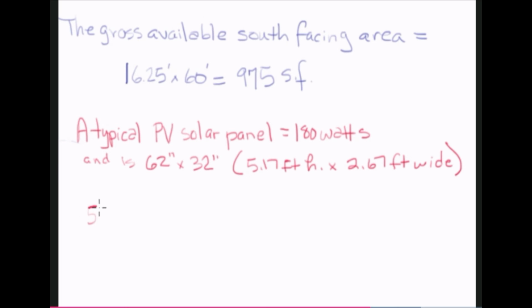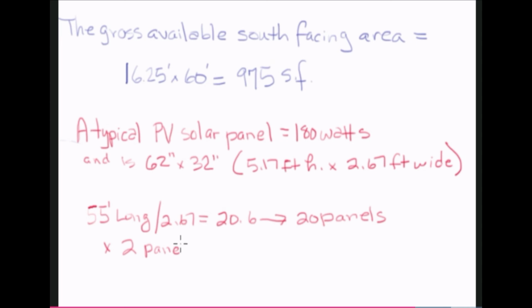A typical 180 watt solar panel is 62 inches by 32 inches. So what we'll do is take 5 feet off of the roof in total to allow access around the edges of the 60-foot roof, divide it by 2.67 feet, which is the width of a panel, and we'll have 20 panels in length. Knowing the pitch distance of 16.25 feet, we could easily fit in 2 panels on top of each other, so the total number of panels is 40.